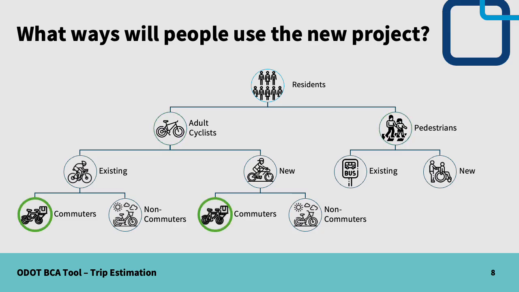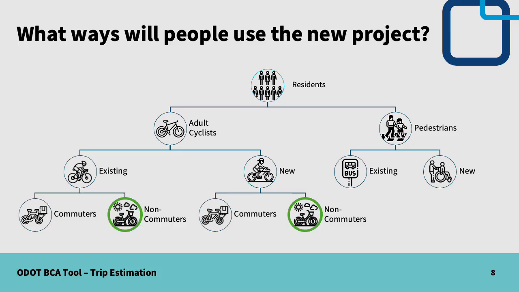In addition to these modal user types, trip types must also be considered. This includes whether people might use the new facility to commute to work or school, to run errands or make other utilitarian trips, and to make recreational trips. For each trip type, the assumptions may differ.